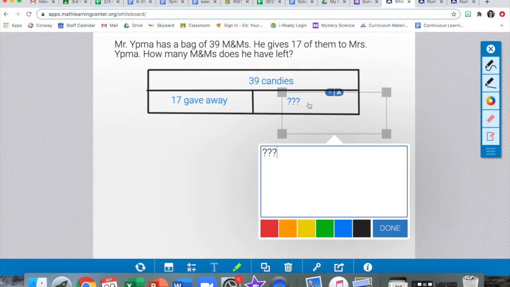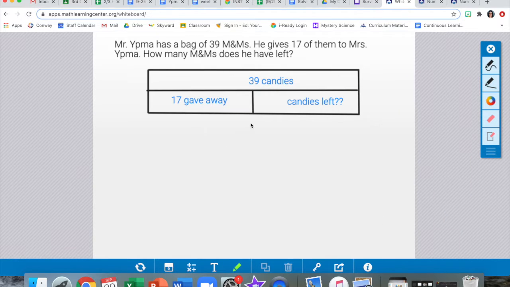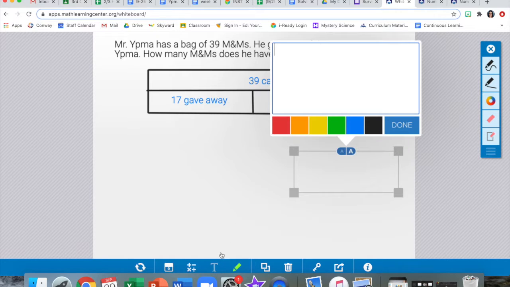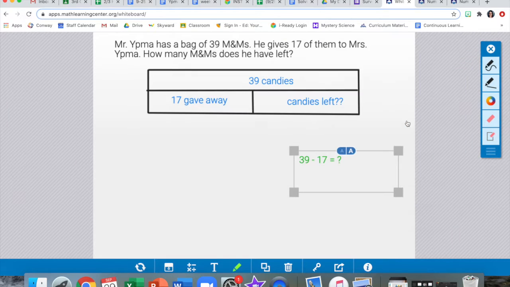Oh, let's be more clear than that. How many candies left? That'll fit. All right, so we set up our situation. There were 39 candies altogether. He gave 17 away, and we don't know how many he had left. That actually helps us write our equation for this situation too. Our equation will be 39 candies at the beginning, then he subtracted 17 because he was giving away the 17, and we don't know how many were left. That's the question mark, our mystery number.